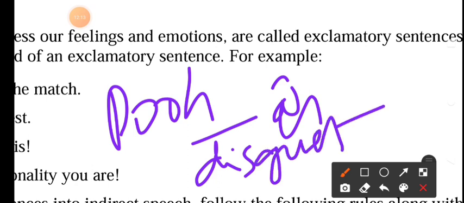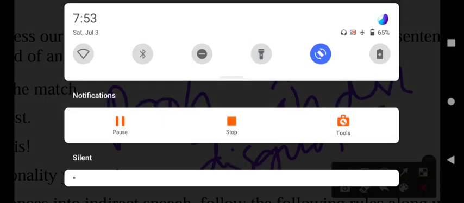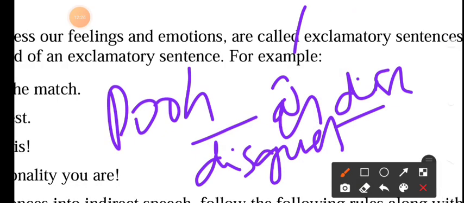What is the meaning of disgust? Disgust means a strong feeling of dislike. A strong feeling of dislike. Disgust means a strong feeling of dislike, my dear students. And then pooh. When do we use this interjection word, my dear students? To express disgust or an unpleasant smell.